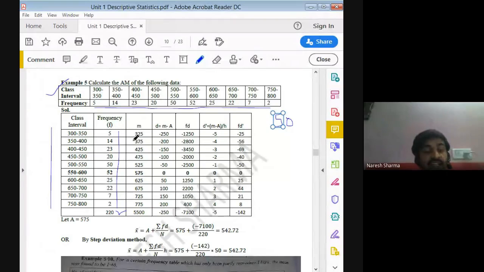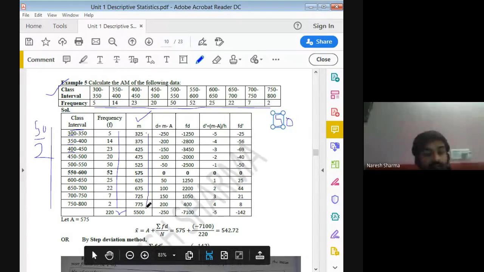Also, we know that as in your last example, we require the midpoint. So just calculate the midpoint, that is 300, 350, that is 325. You just take the average, or you just see here it is the difference between 50, and the size 50 divided by 2 is 25. You just add 25 in your 300, in 350, 400. You just add 25 to your lower limits. You get these midpoints.